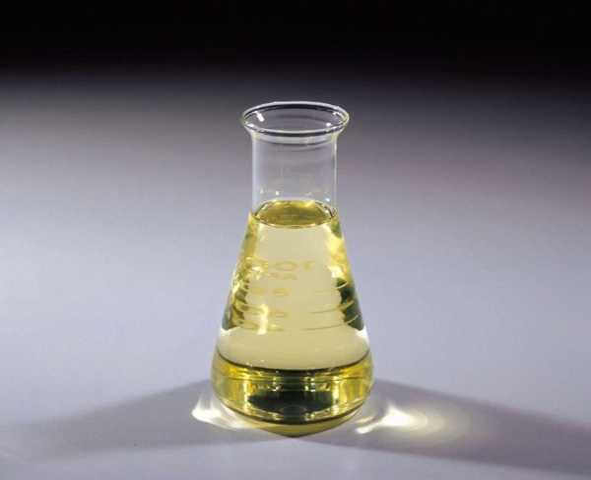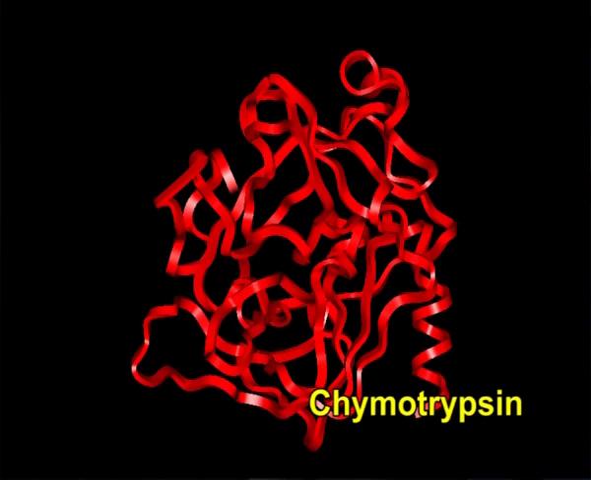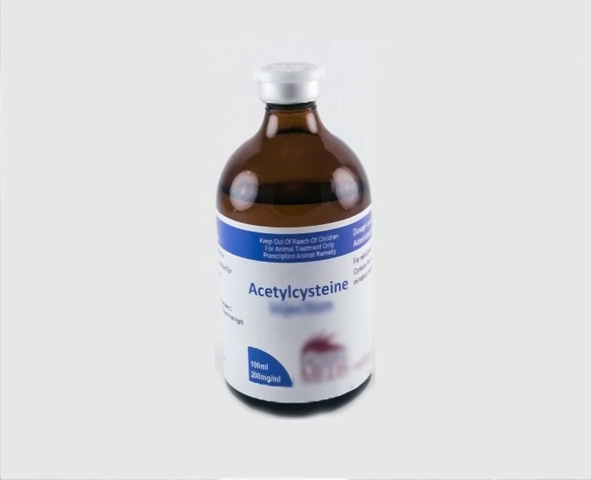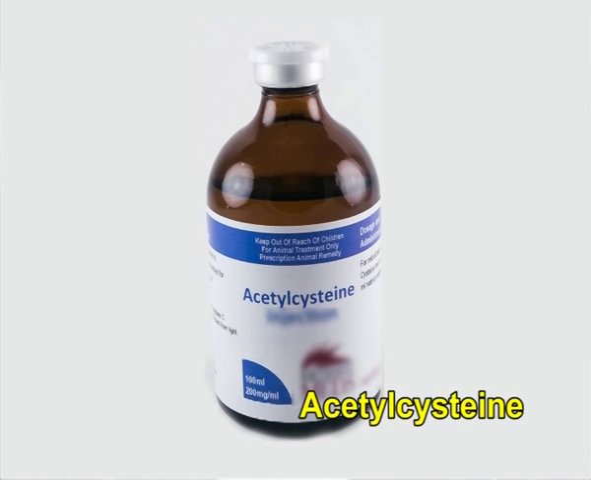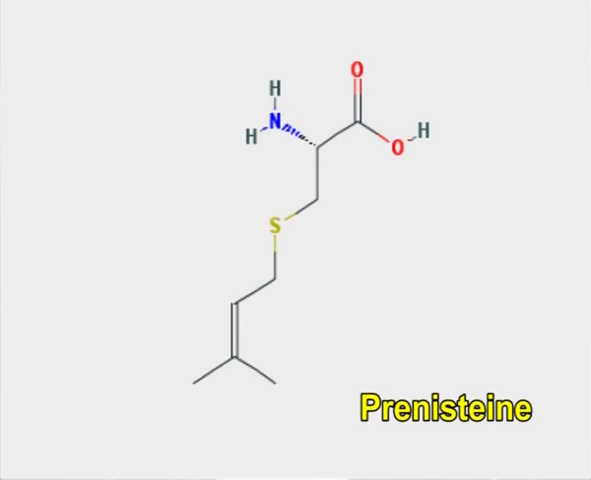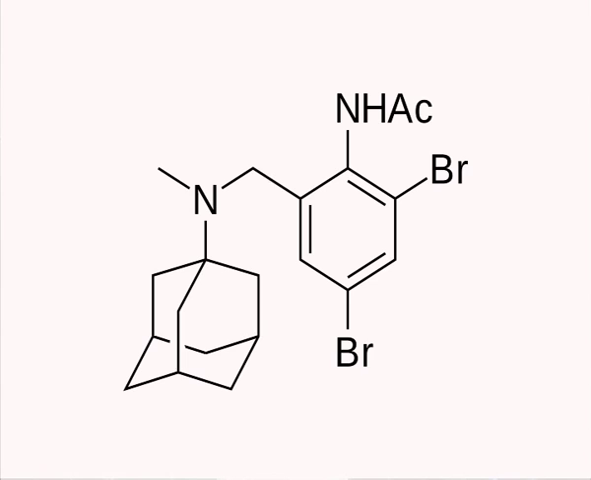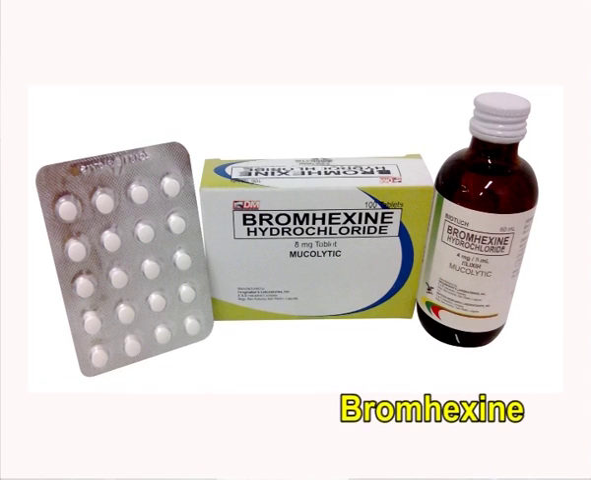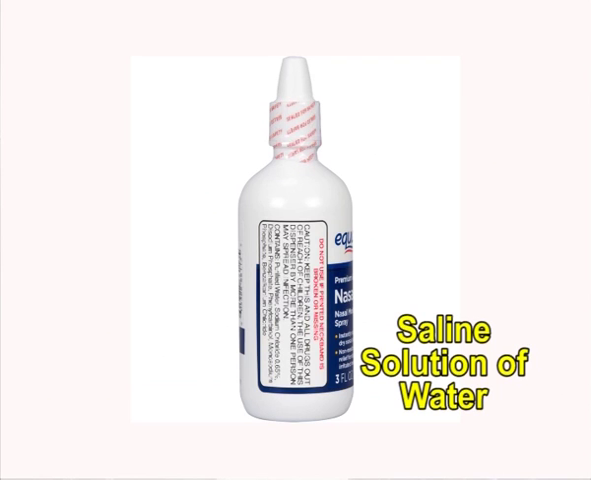Apart from these, some other agents also work as antitussive agents like: A. Detergents, example polysorbate; enzymes, example chymotrypsin, pancreatic dornase and trypsin; cysteine derivatives, example acetylcysteine, nisostine and prenistin; miscellaneous agents, example adamixene, ambroxol, amifostine, bromhexine, saline solution of water, etc.